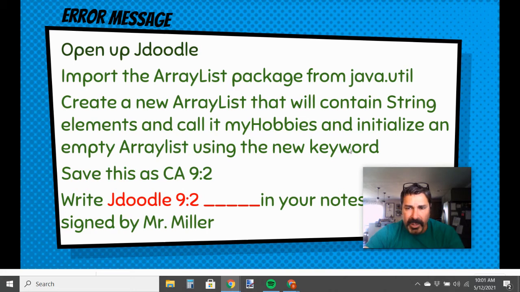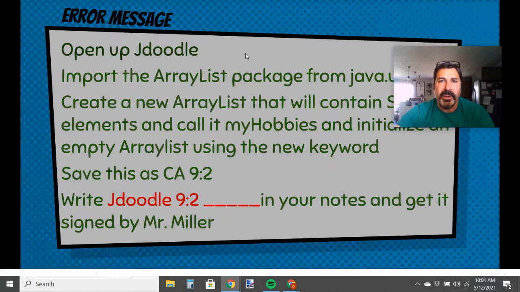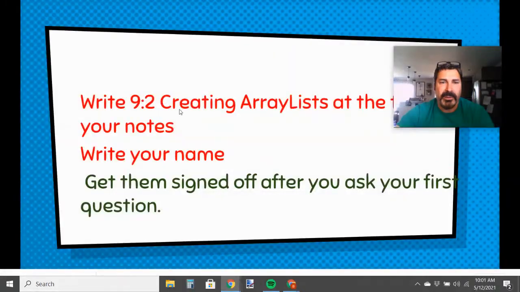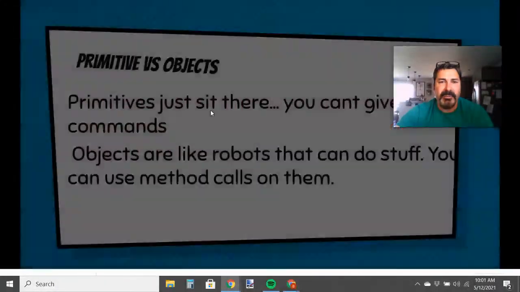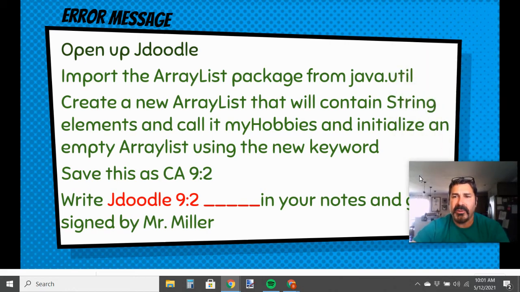All right. Okay, so now just like always, to get the full credit for the notes, you have to not only put it right, have me sign off at the very top when you get started, but you're going to actually have to do stuff and have me sign off along the way. The stuff I want you to do is go to JDoodle. I want you to import an ArrayList package from java.util. I want you to create a new ArrayList that will contain string elements and call it my hobbies, and initialize an empty ArrayList using the new keyword. Once you're done with JDoodle, you're going to save it as CodeAcademy 9.2, and then you're going to show it to me and have me sign off.